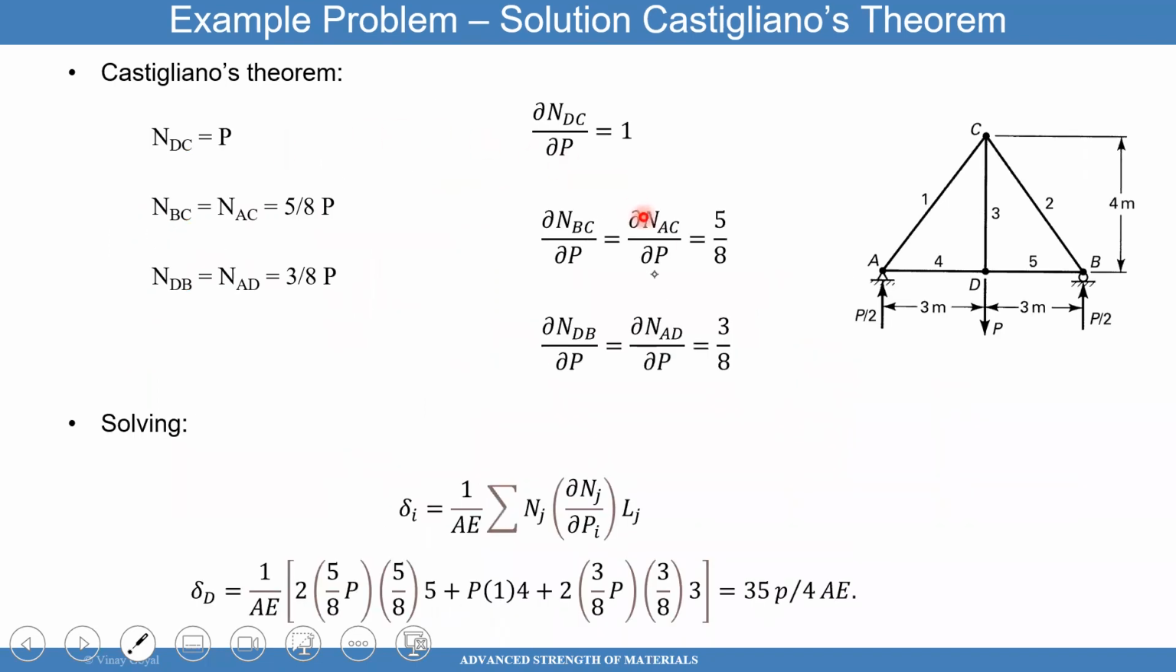Then you take these derivatives, like I said before. You take the derivative of each of the four bar forces with respect to P, and then use the formula I showed you earlier, and that gives you the deflection here, very straightforward, 35P over 4AE. And towards the end of this lecture, I have a gift for you that I'll be announcing.